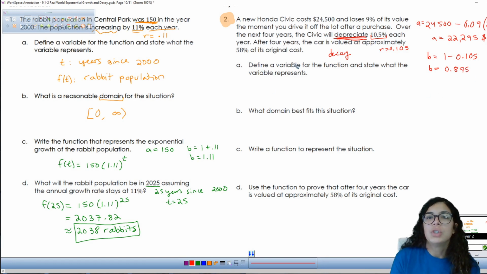Okay. So now we have our initial value, we have our factor, and the last sentence tells us that after 4 years, the car is valued at 58% of its original cost. So this will work only for 4 years. Determine the variable for the function and state what the variable represents. So we'll do t and f of t for input and output variables again. t is the amount of years that have passed since it was purchased.